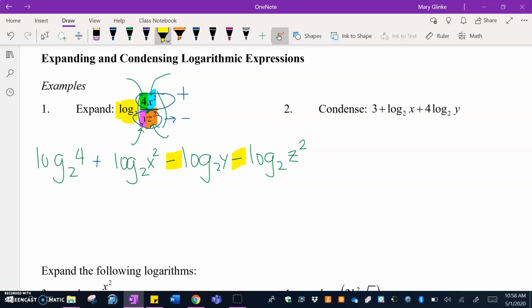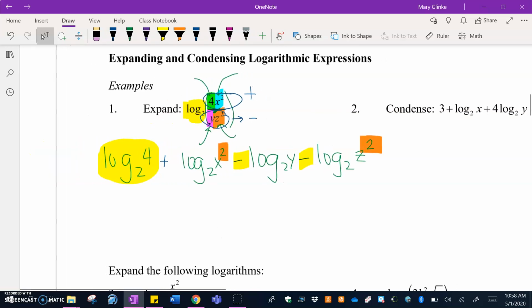Then you need to figure out anything else that can continue to simplify. So with numbers, you have to see, can I simplify that number? And then the other thing is anything that's an exponent also has to be simplified. So let's go ahead and think about log base 2 of 4 first.